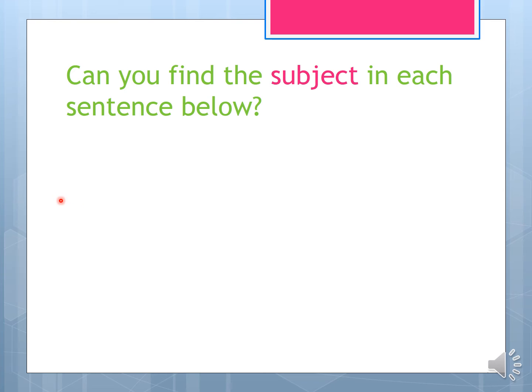Can you find the subject in each sentence below? My little brother broke his finger. So here, let's find the verb first. The verb here is broke. So now, who broke his finger? My little brother broke his finger. So my little brother is the subject.